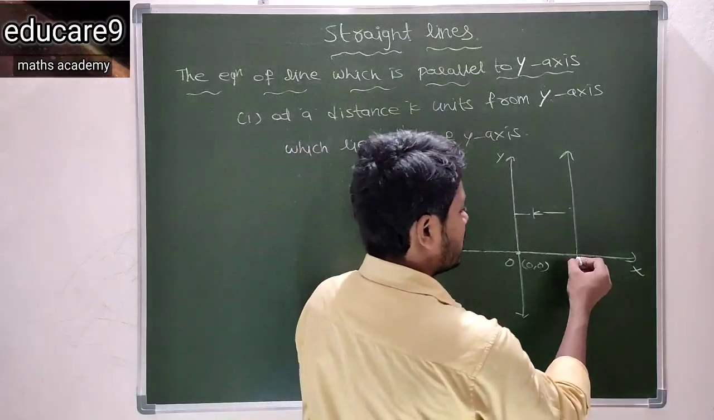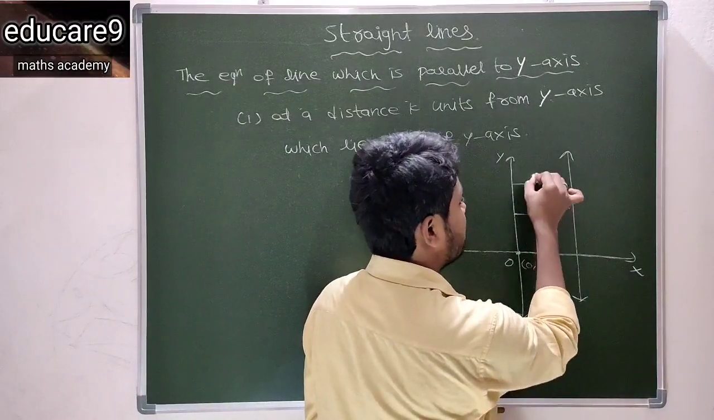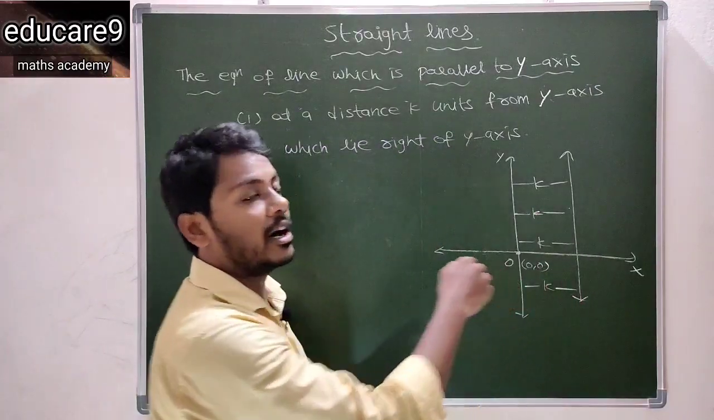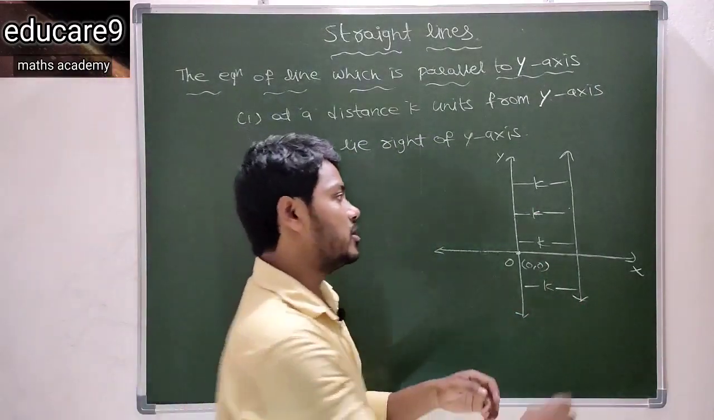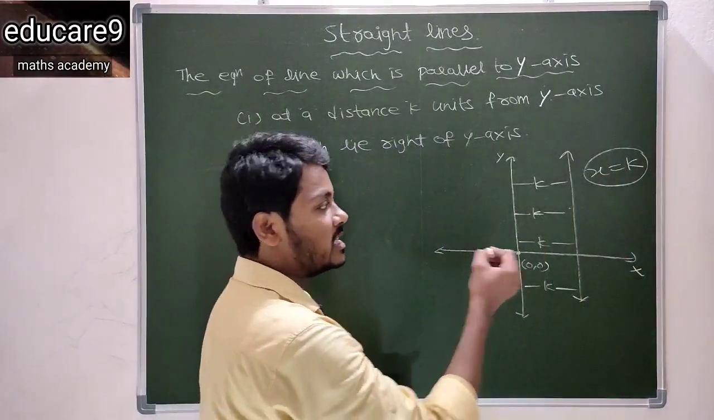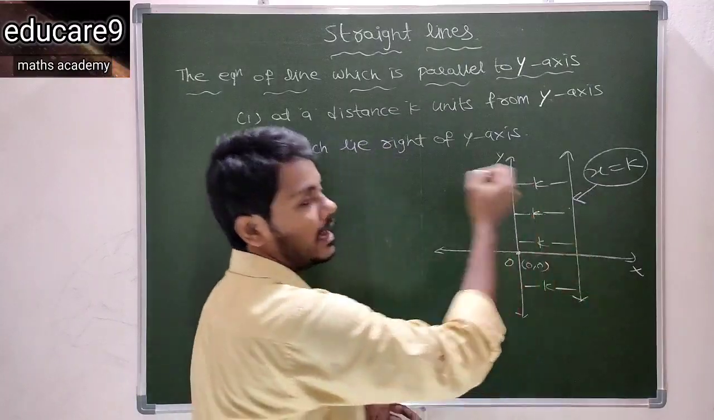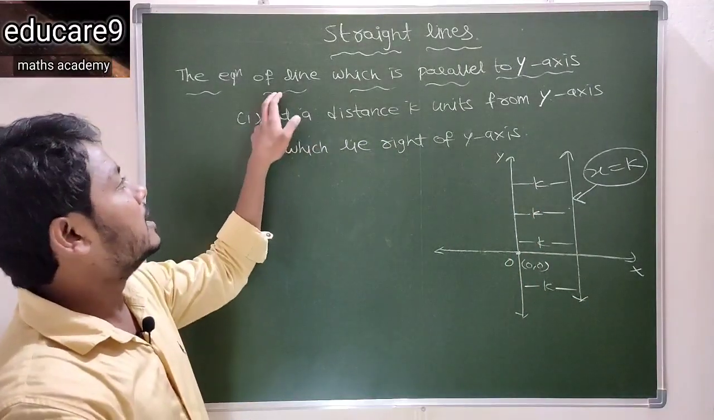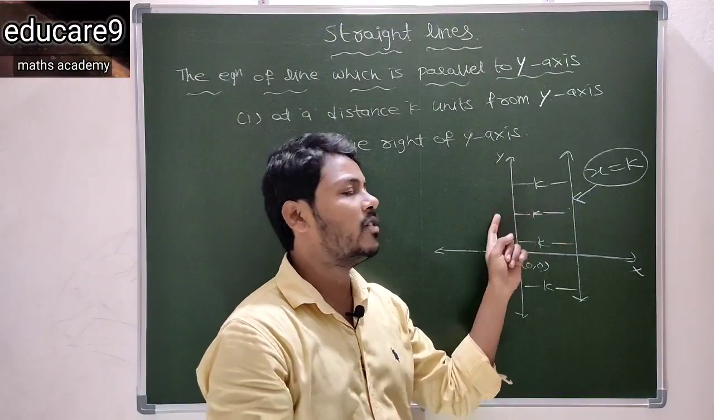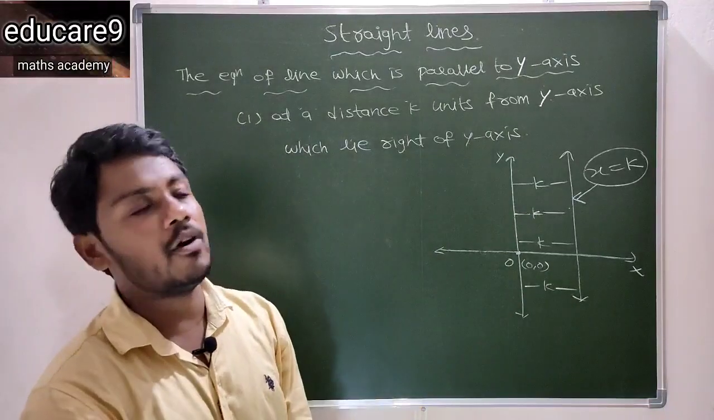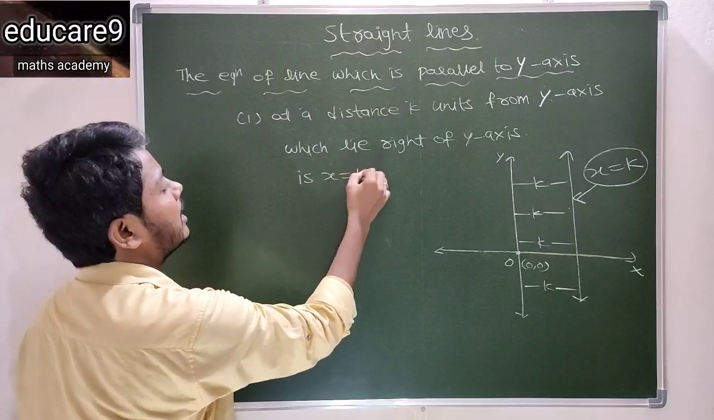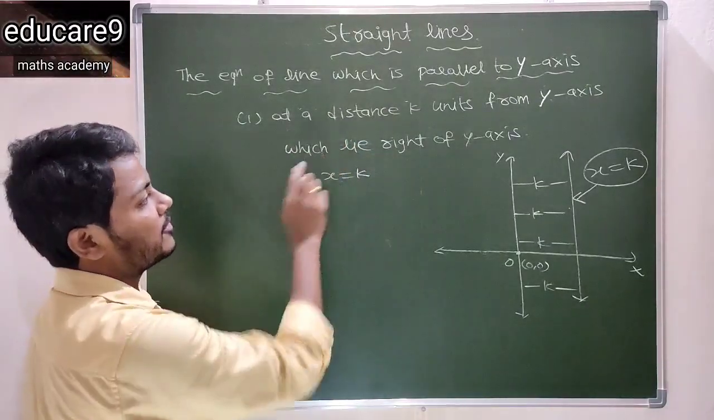So clearly this distance is also k units, and this one also k, and this one also k. So clearly the horizontal distance is fixed. Therefore x = k only, that fixed value. So that is the equation of this line. Therefore, the equation of a line which is parallel to the y-axis at a distance k units from the y-axis and which lies right of the y-axis is x = k. So this is the first condition.